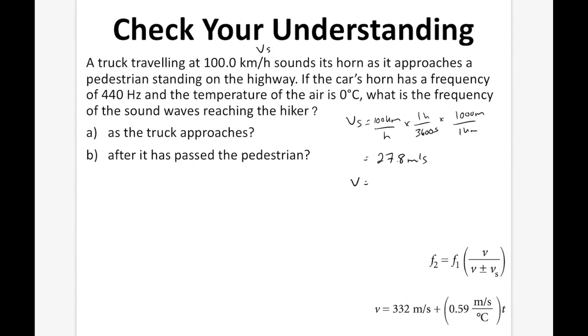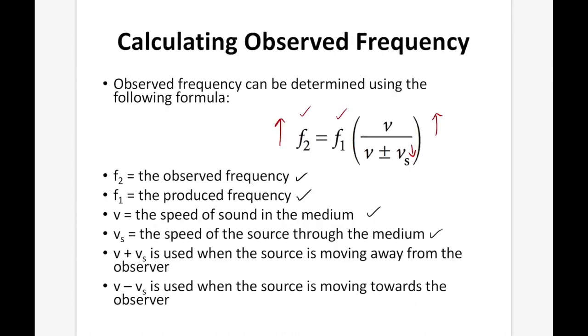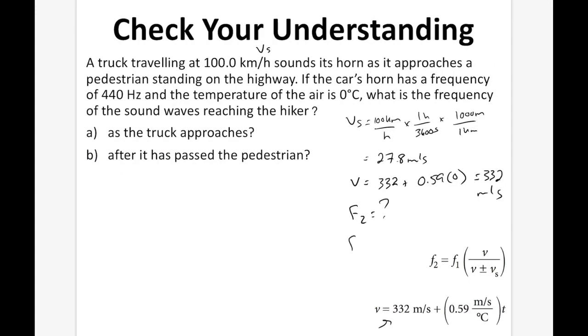Our V is going to be the speed of sound, and then we're going to use this equation. So it'll be 332 plus 0.59 times 0, and that's going to give us a speed of 332 meters per second. And now we can answer the question. We're asked for what is the frequency of the sound waves reaching the hiker. So we're looking for F2. F1, if you remember, is the produced frequency. So F1, we're told, is 440 Hertz. So now we can plug our numbers in.